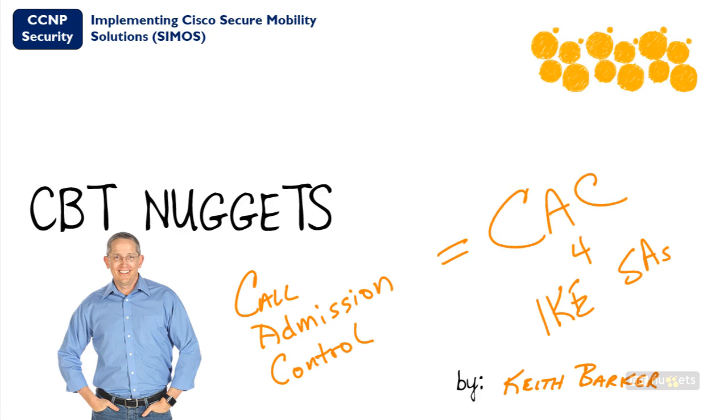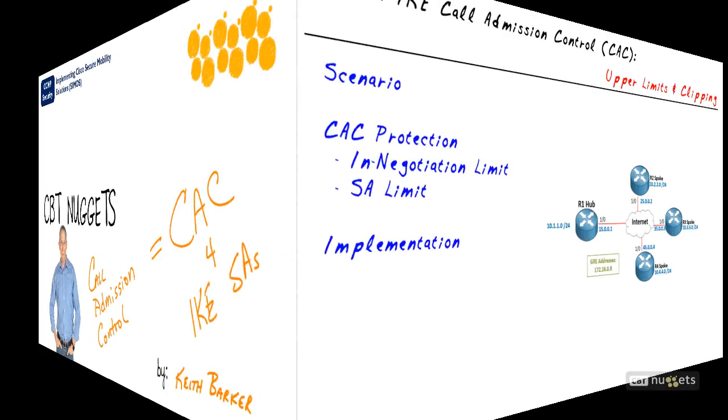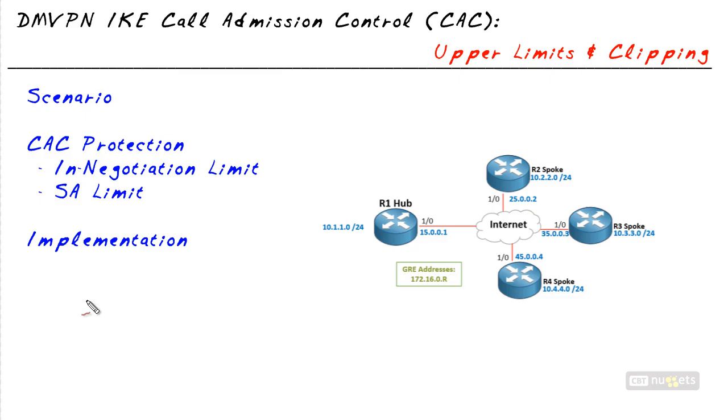Is it possible that a system can get overwhelmed by having too many IKE Phase 1 negotiations going on at any given time? The answer is absolutely yes. We have a control that can help mitigate that risk, and it has a title named Call Admission Control for IKE. Let's jump in. A very well-known attack is called the TCP SYN flood attack.